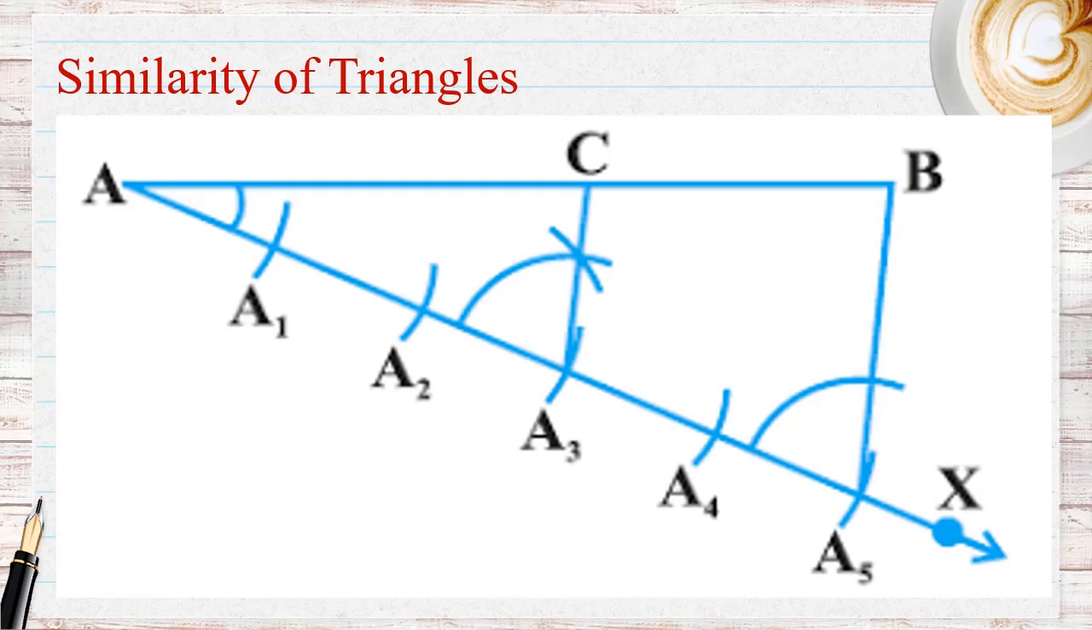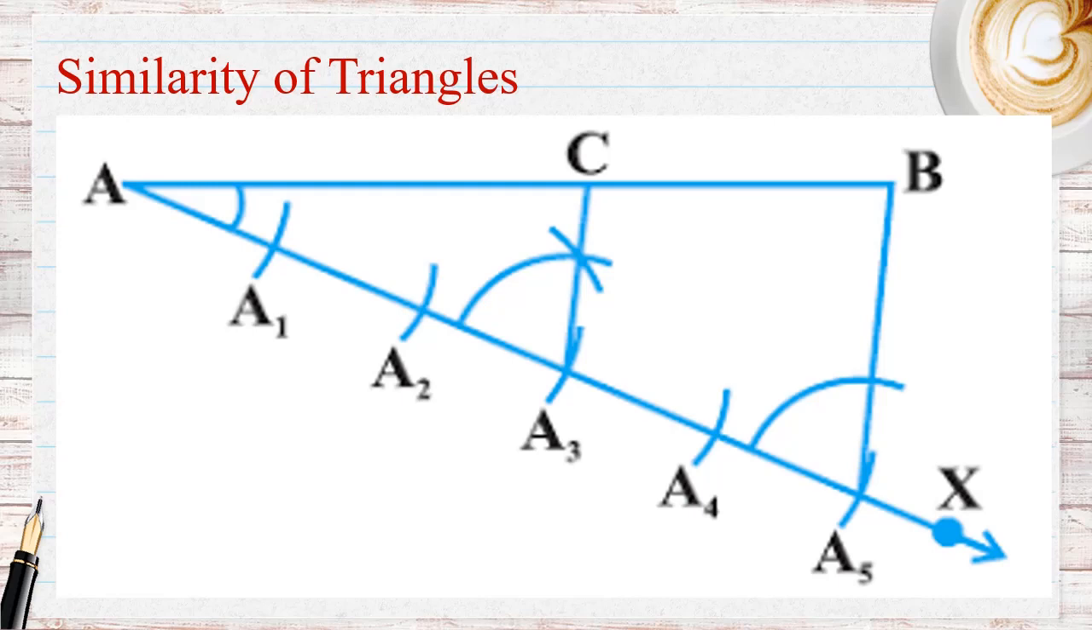Understanding the concept with the help of an activity. As shown in the figure, draw any angle XAB and on its one arm AX mark 5 points. Remember that these 5 points are equidistant. Say A1, A2, A3, A4 and A5 such that the distance between A and A1, A1 and A2, A2 and A3, A3 and A4, A4 and A5 is equal to 1 unit.